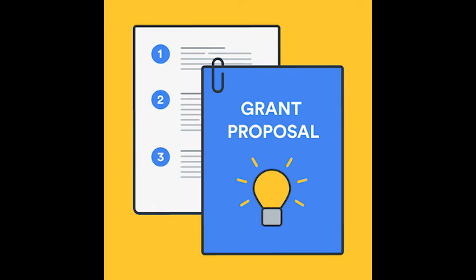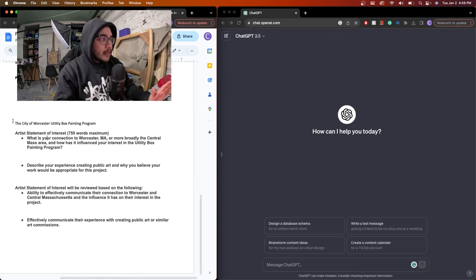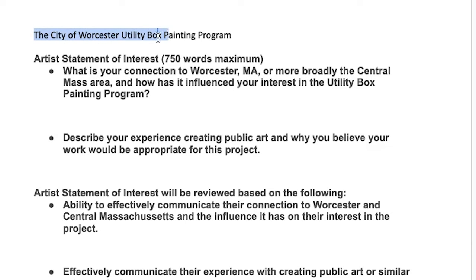One of the top ways artists like myself get money in order to fund our art or fund projects is grant applications. Here's a sample question that you might find in a grant. This is for a project that I've titled the Utility Box Painting Program. What is your connection to Worcester? How has it influenced your interest in the painting program? And then it just wants you to describe your experience creating public art and why you believe your work would be appropriate for this project.